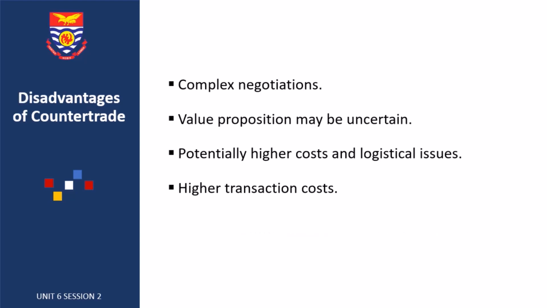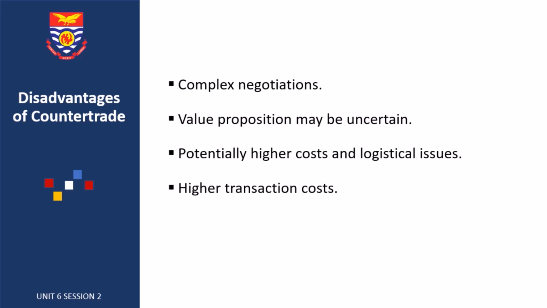Let's look at some disadvantages. There's complex negotiations. Imagine you giving someone gold for a road. See how the negotiation may be, and how the terms of the contract may be very complex. Again, the value proposition may be uncertain. Yes, the value proposition is always uncertain when it comes to counter trade, and that's why it's a disadvantage, because, gold for gold, you see the value propositions may be vastly different.